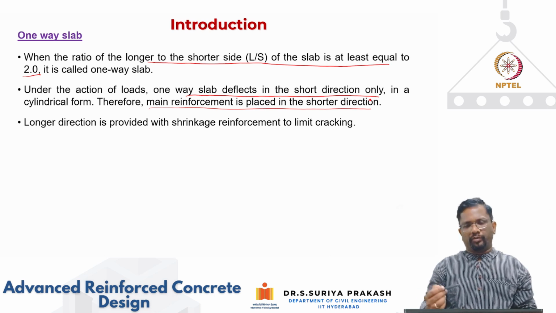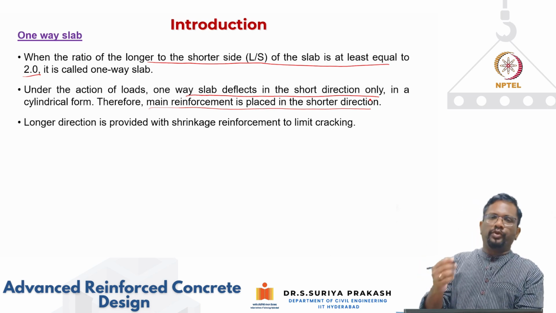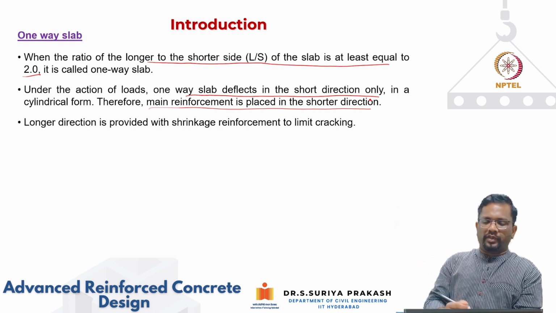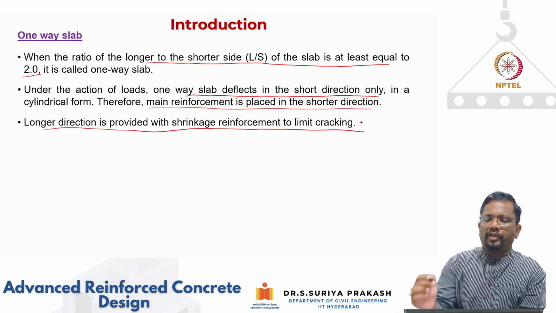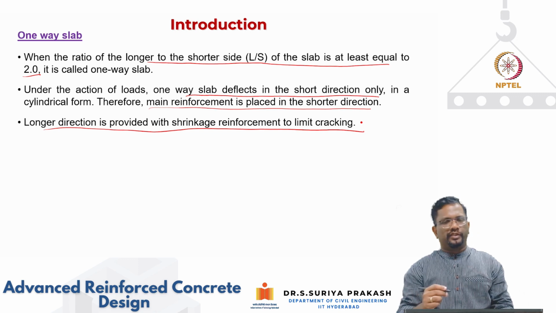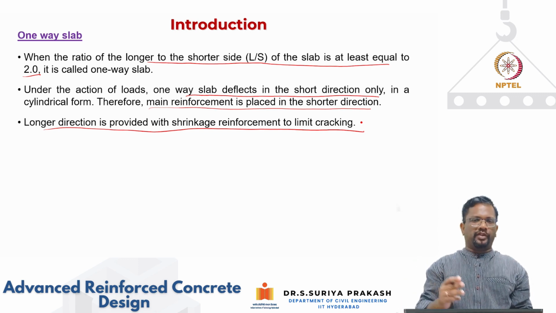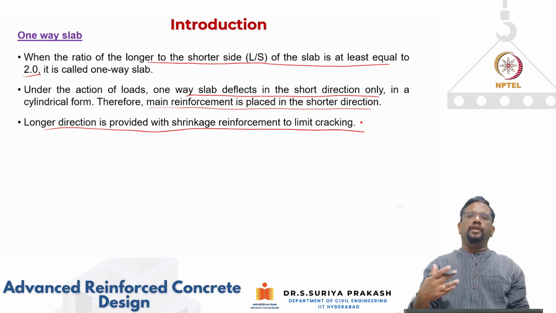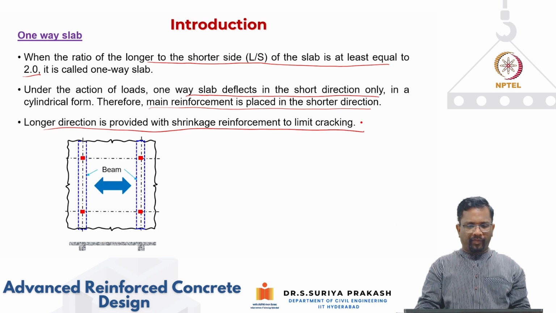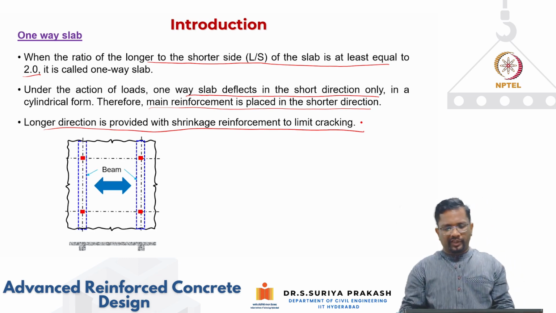Though in a one-way slab also, we put main reinforcement in the shorter direction, in the longer direction we also provide some nominal reinforcement to take care of shrinkage related issues, to limit the cracking from shrinkage and temperature stresses. So a one-way slab will have main reinforcement in the shorter direction. However, in the orthogonal direction, we need to put some nominal reinforcement to take care of the shrinkage related cracks. Now, this is one example.